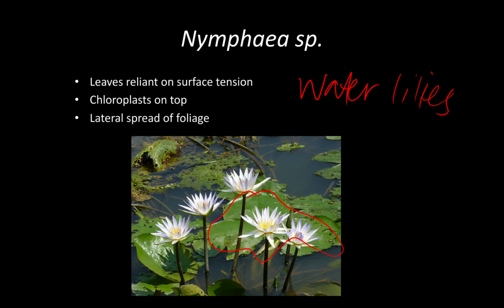Since they're exposed to sunlight from the top of the leaf, the chloroplasts are only found on top, because it's going to be such a waste if you put all the chloroplasts at the bottom, right? And of course, there's a lateral spread of foliage. This lateral spread of foliage allows the plants to absorb as much sunlight as they can without overlapping with each other, because if they overlap, then they'll just be blocking sunlight off of each other, which is very wasteful.